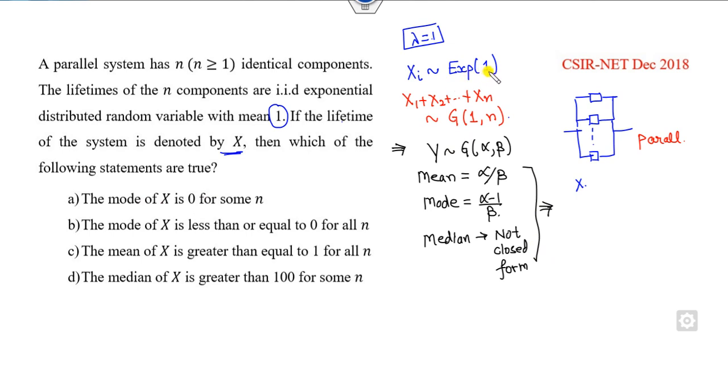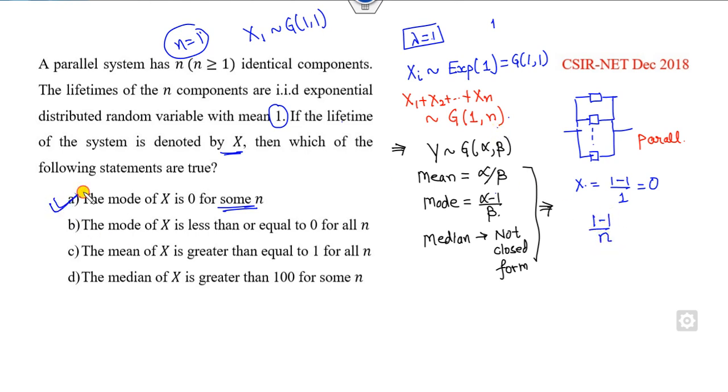You can see I can return this number as an exponential distribution. I can also return this number as gamma of 1 comma 1. Fine. So what is the mode of the x? It is nothing but 1 minus 1 over n. It is 0 for some n, because if I simply take n equal to 1, it means this expression becomes gamma of 1 comma 1. Otherwise it will be 1 minus 1 over n.